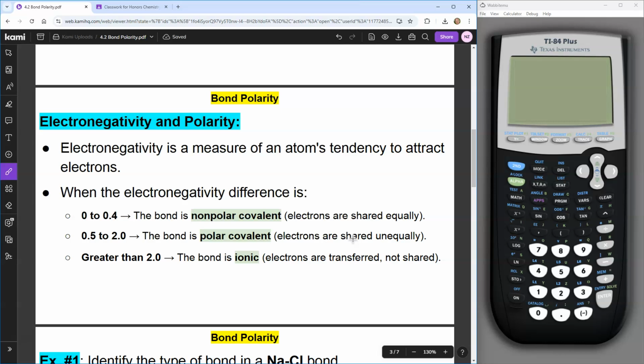All right. If we subtract our electronegativity values and the value is between 0 and 0.4, we say the bond is nonpolar covalent. So electrons are shared equally, more or less. If our electronegativity difference is 0.5 to 2, the bond is polar covalent. Polar covalent, meaning the electrons are shared unequally. So one side is definitely going to have more electrons than the other. And then finally, if our electronegativity difference is greater than 2.0, the bond is ionic. So that's when electrons are transferred, not shared.